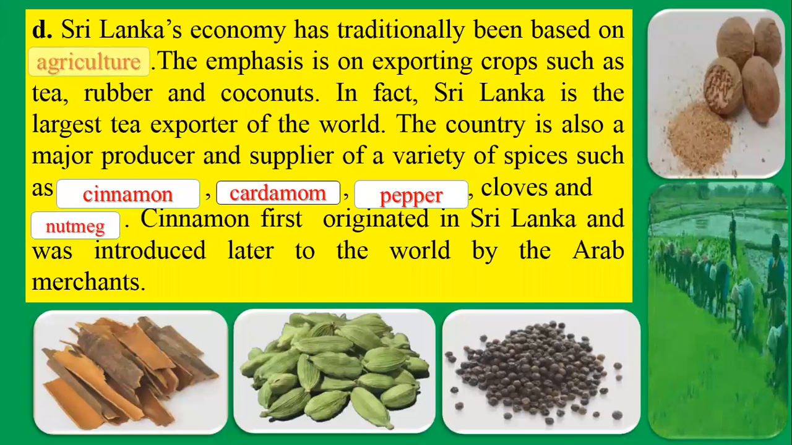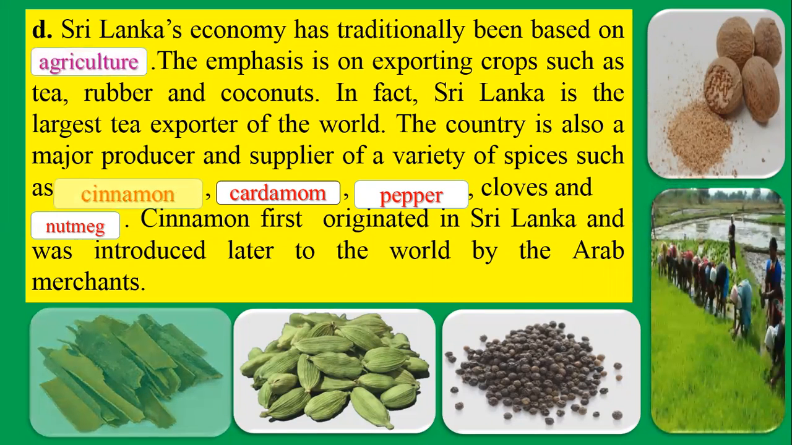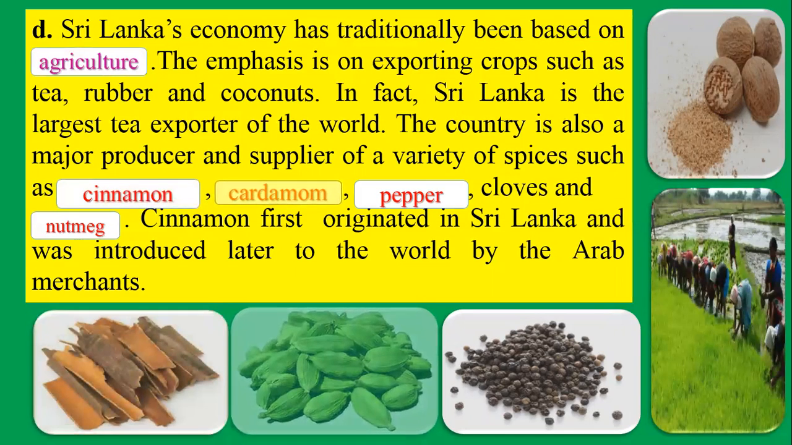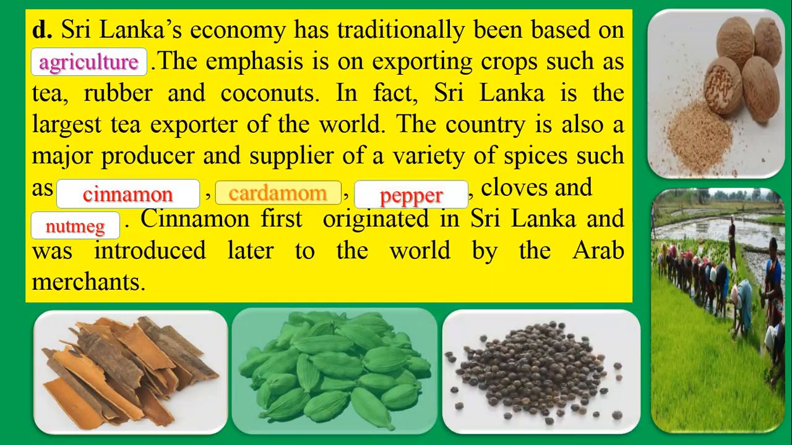Sri Lanka's economy has traditionally been based on agriculture. The emphasis is on exporting crops such as tea, rubber, and coconuts. Sri Lanka is the largest tea exporter in the world. The country is also a major producer and supplier of a variety of spices such as cinnamon, cardamom, pepper, and cloves. Cinnamon first originated in Sri Lanka and was introduced later to the world by Arab merchants.